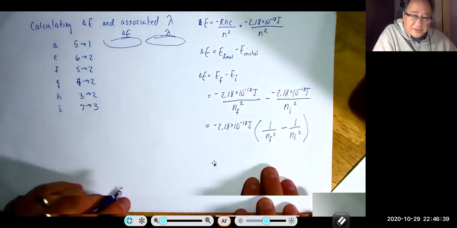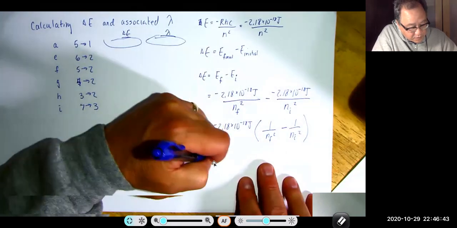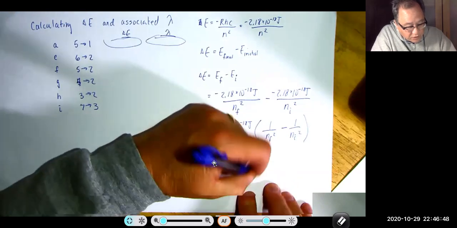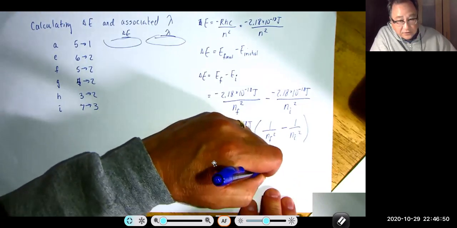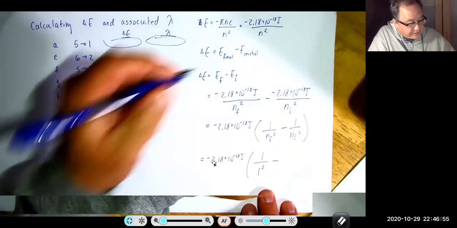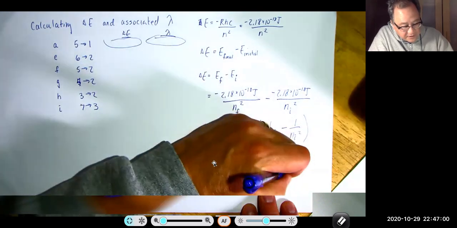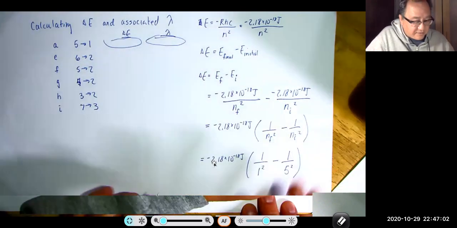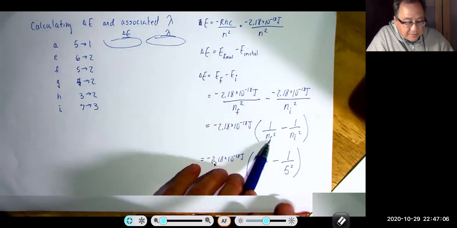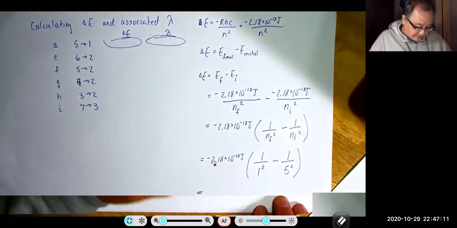So if we wanted to do this calculation for 5 to 1, it would be minus 2.18 times 10 to the minus 18 joules times 1 over 1 squared, minus 1 over n initial squared, which would be 5. This is where a lot of people make the mistake of putting the wrong thing in the wrong place. Final is where you end up, and initial is where you start. So if we do this calculation, let's see what we get.